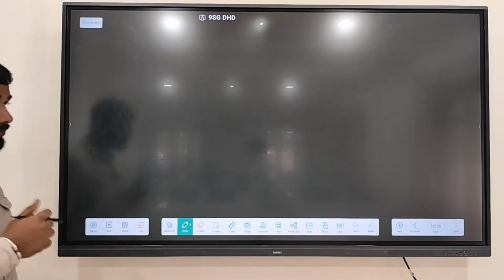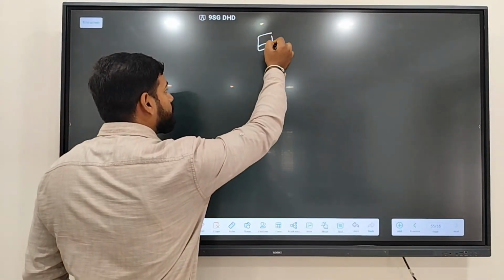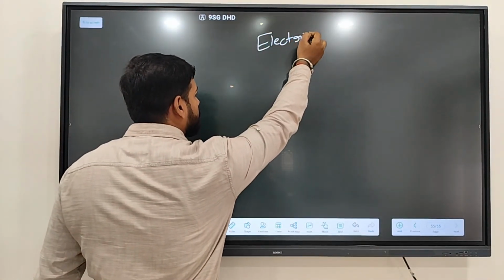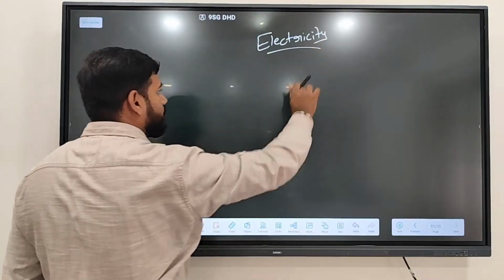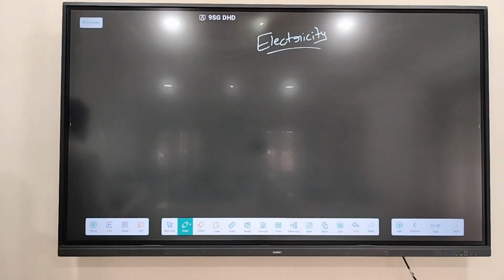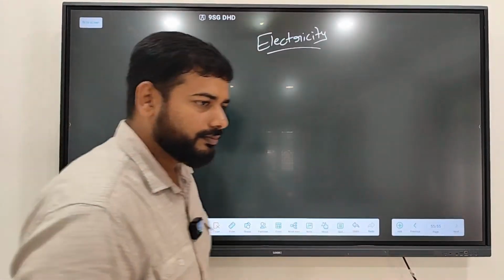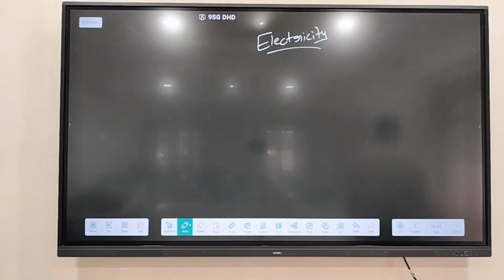Electricity. Is this a form of energy? Yes, right.